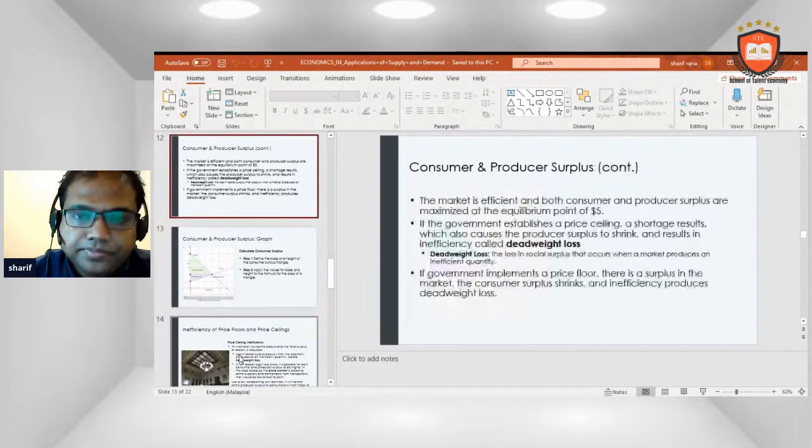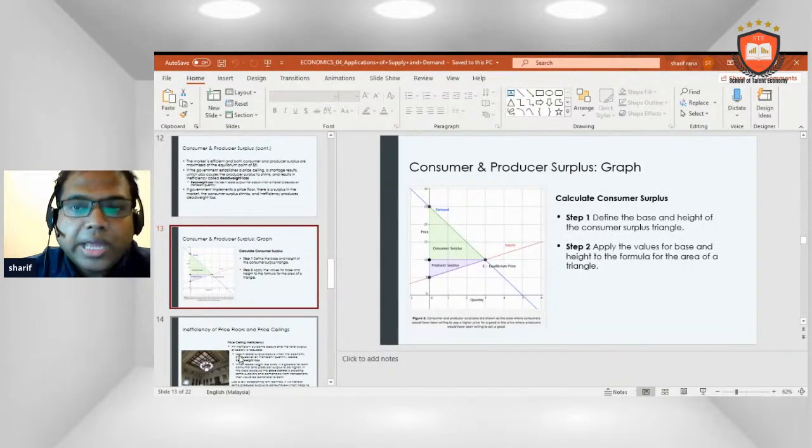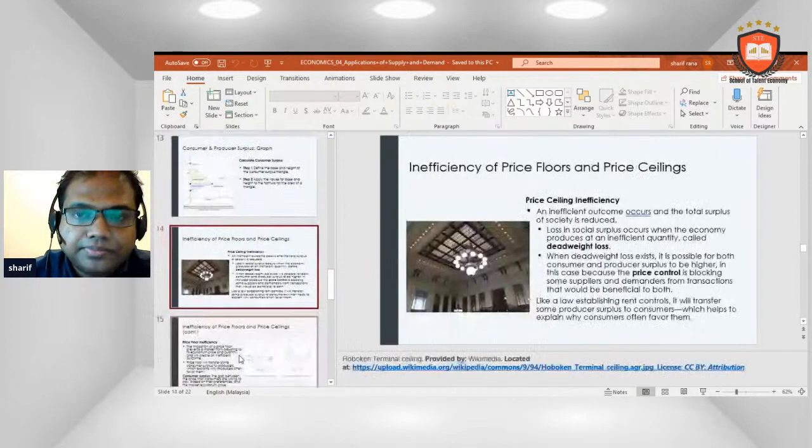If the government implements a price floor, there is a surplus in the market, the consumer surplus shrinks, and the inefficiency produces deadweight loss. So, to calculate consumer surplus: Step one, define the base and height of the consumer surplus triangle. Step two, apply the values for base and height to the formula for the area of a triangle.